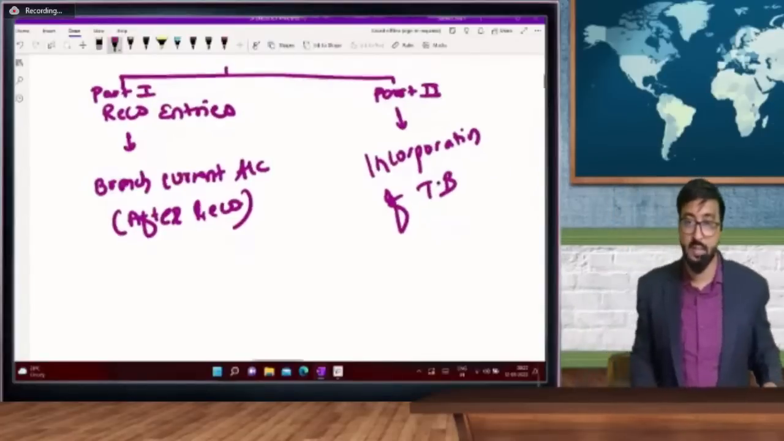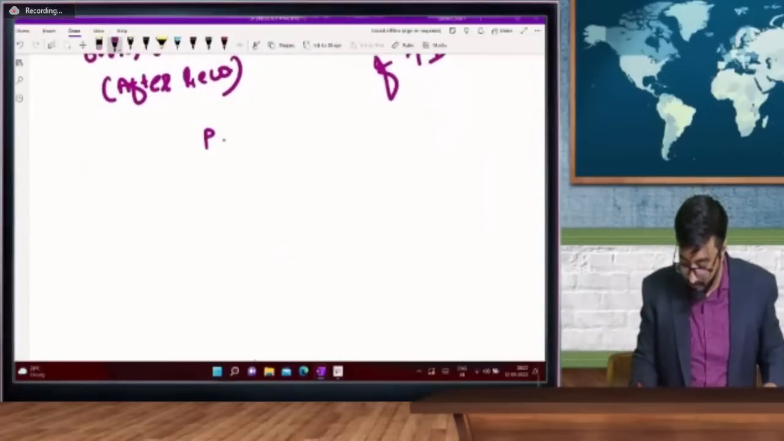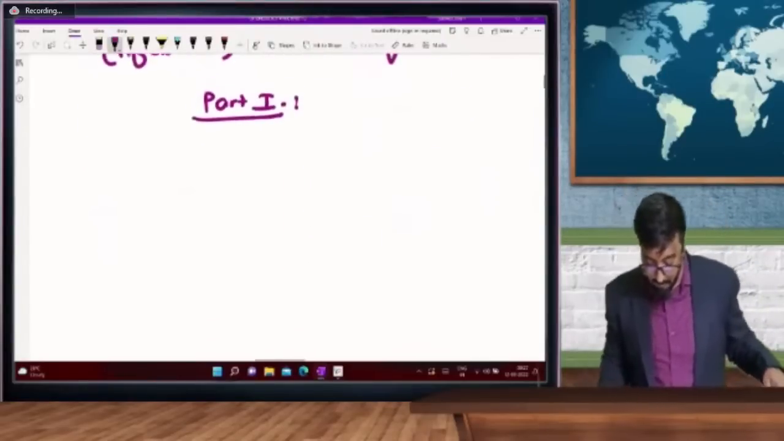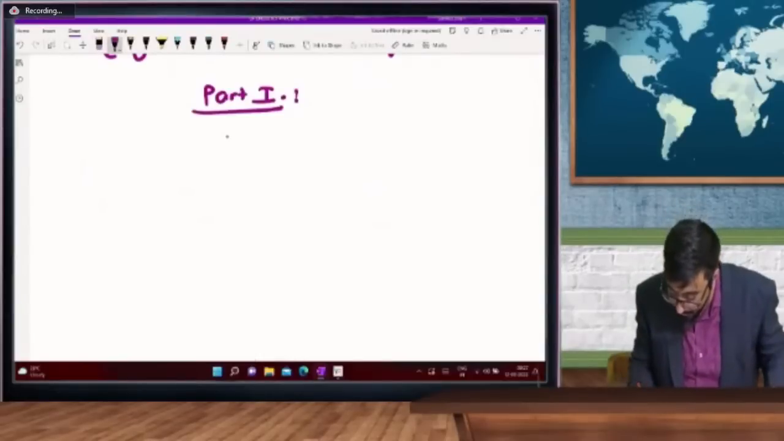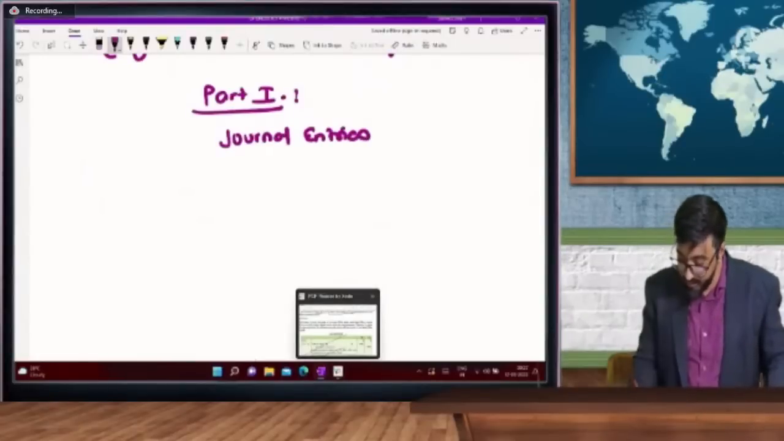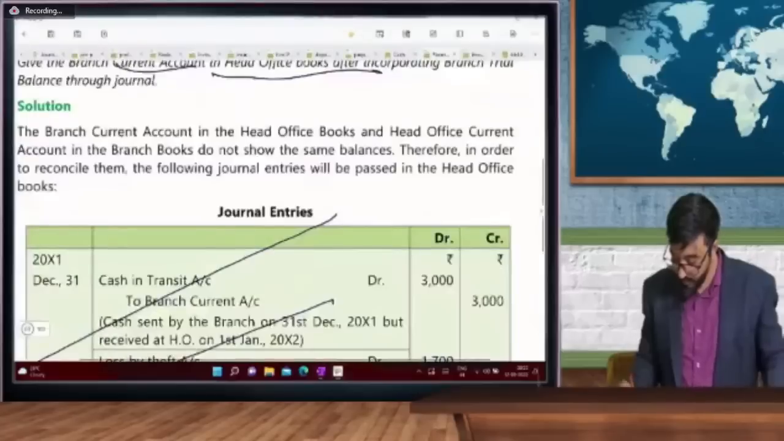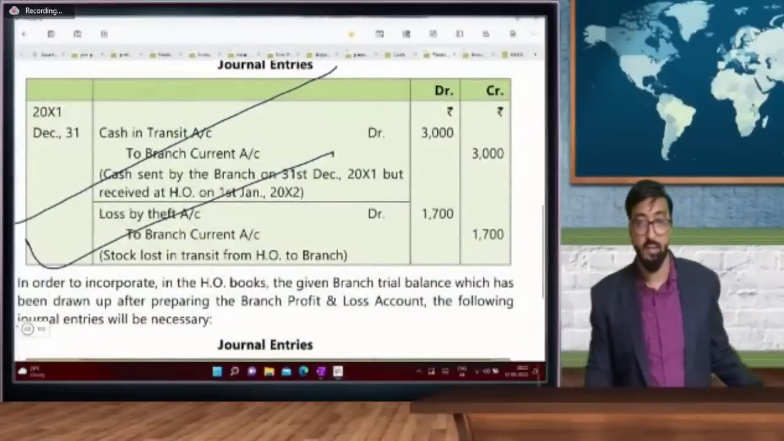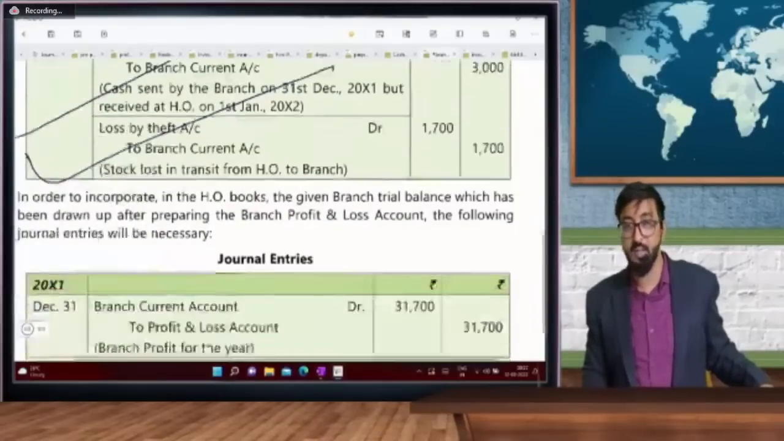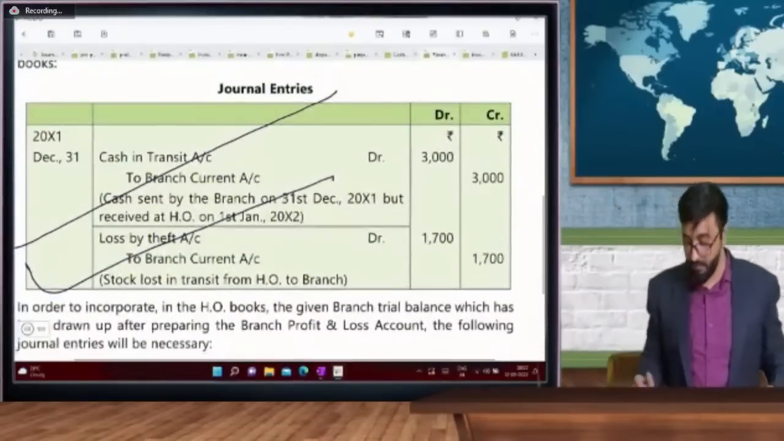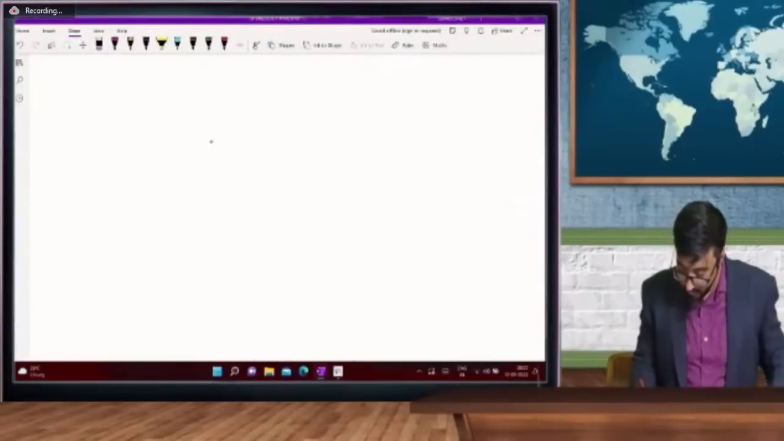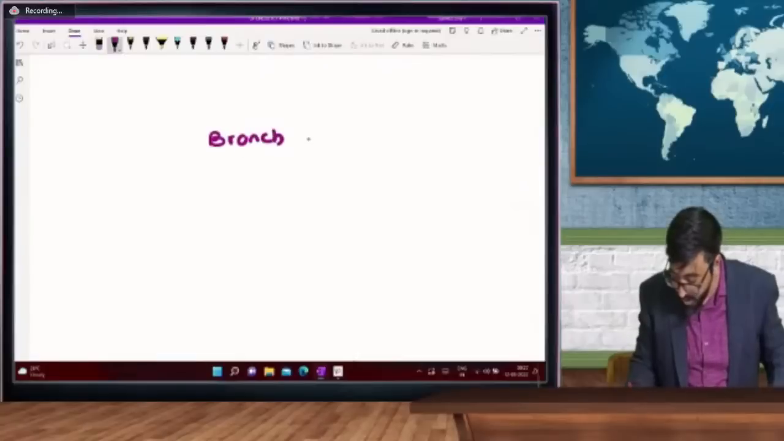So first we will start with Part 1. So let's write Part 1. Now what is Part 1, beta? First you will copy the journal entries from the study material. So journal entries for reconciliation. You copy these two entries afterwards. Please leave some space, at least 6 lines, for journal entries for Part 1. Then after 6 to 8 lines, write down branch current account.